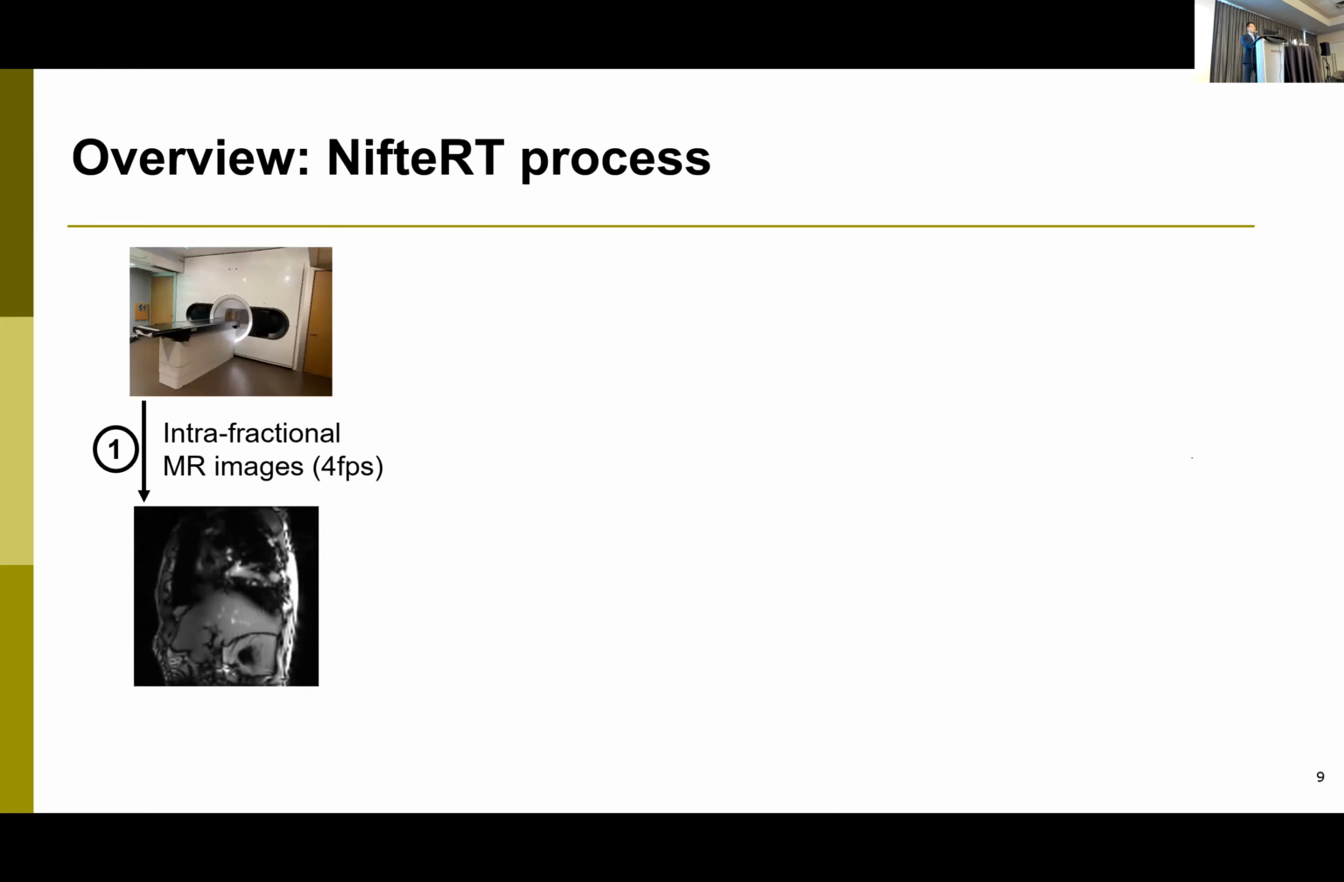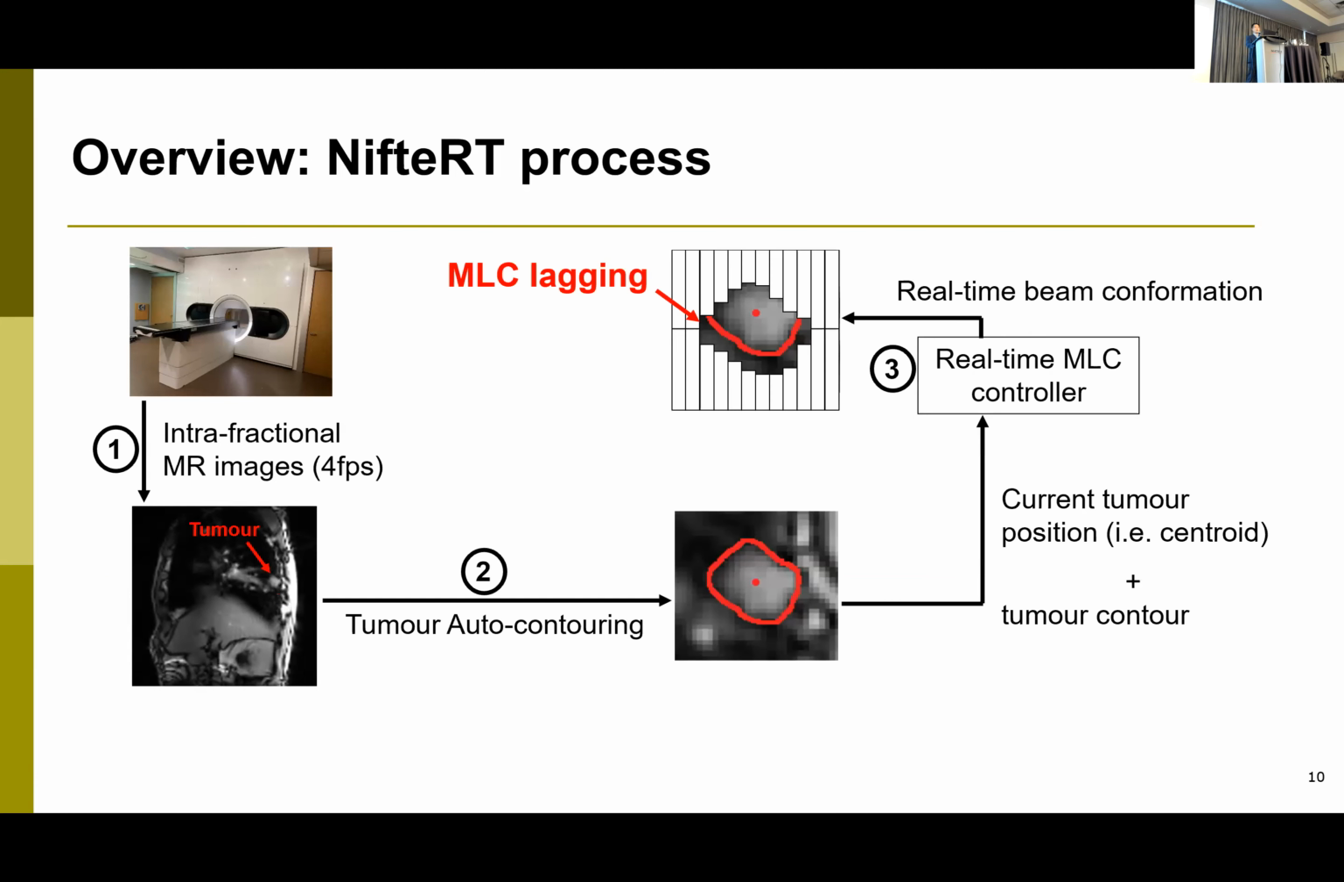I need to go through several steps to make it possible. So the first step is, of course, the fast MRI. So I'll have images like this one here. This is a lung tumor image. Once I have this, the next step is to figure out the shape and the position of the tumor in each of those images. And this step has to be automated. No human being can manually contour the tumor every quarter of a second, right? Once I figure that out, now I can start conforming the radiation beam using the multi-leaf collimator.